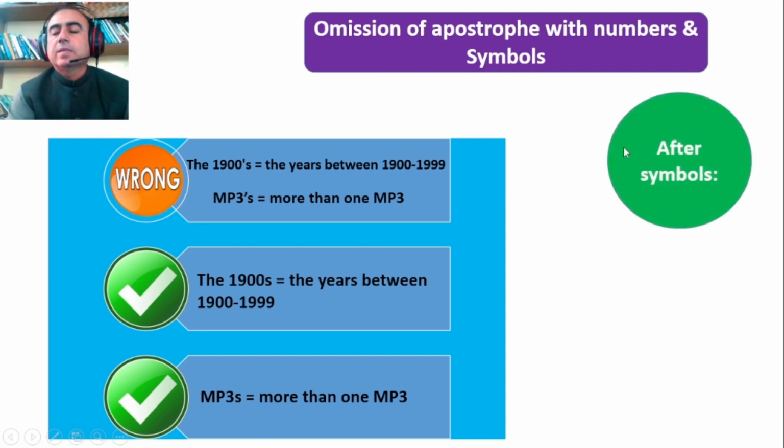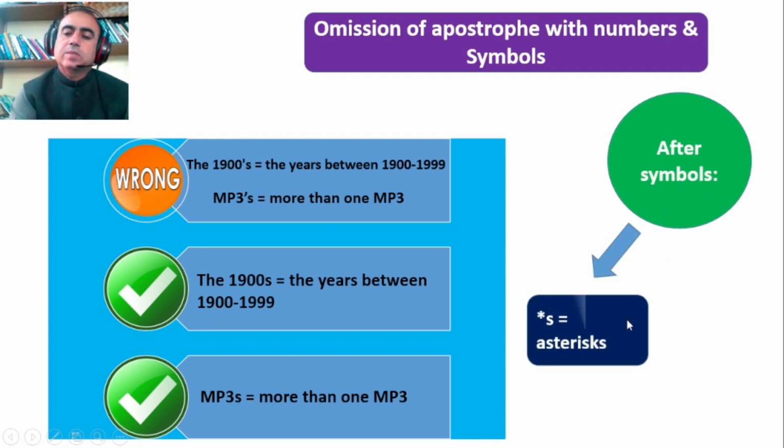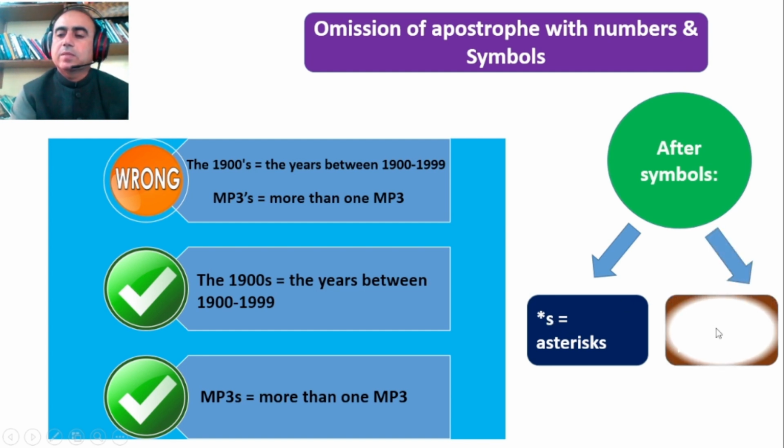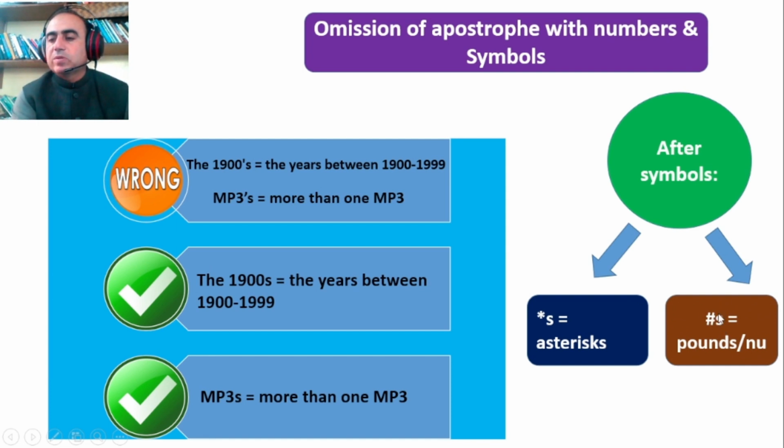Okay, similarly, there are certain symbols after which we use S but we do not use an apostrophe, like asterisk. This symbol is an asterisk. We do not put an apostrophe here with S. And hashes, we put S but do not put an apostrophe.